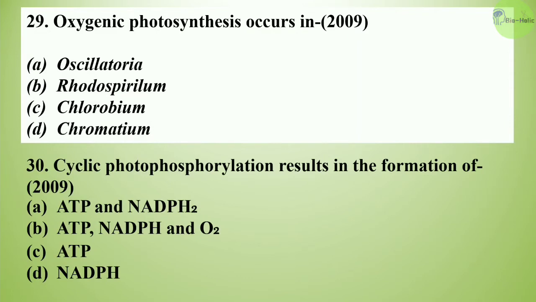Oxygenic photosynthesis occurs in Oscillatoria, Rhodospirillum, Chlorobium, or Chromatium. The answer is Oscillatoria. In Oscillatoria, oxygenic photosynthesis occurs.